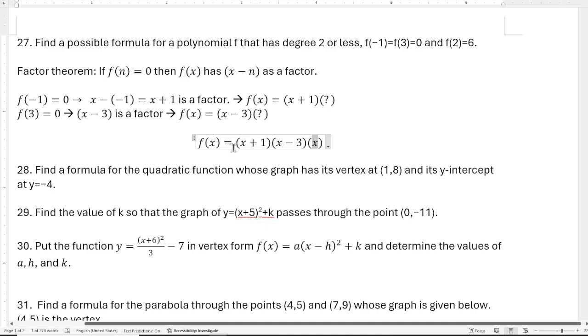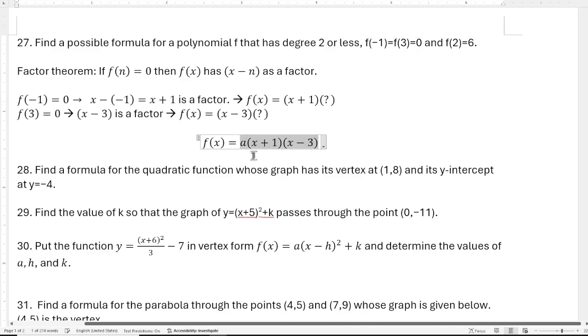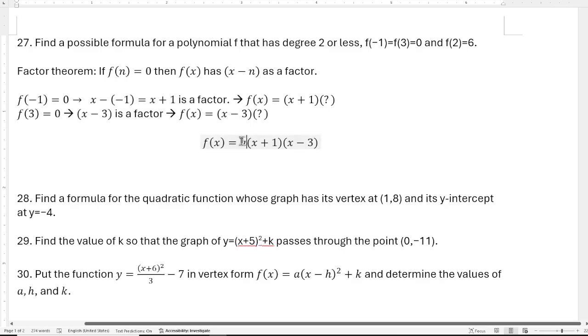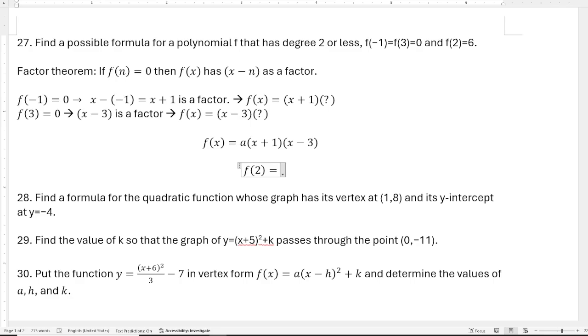So the only way this could be degree 2 is when this is not an x, but some constant a. So we're going to rewrite this as a times x plus 1 times x minus 3. That's the only function that would be degree 2 and have factors of x plus 1 and x minus 3. Now that still leaves us with a that we don't know, and that's why we need the next information, which says f of 2 is 6.